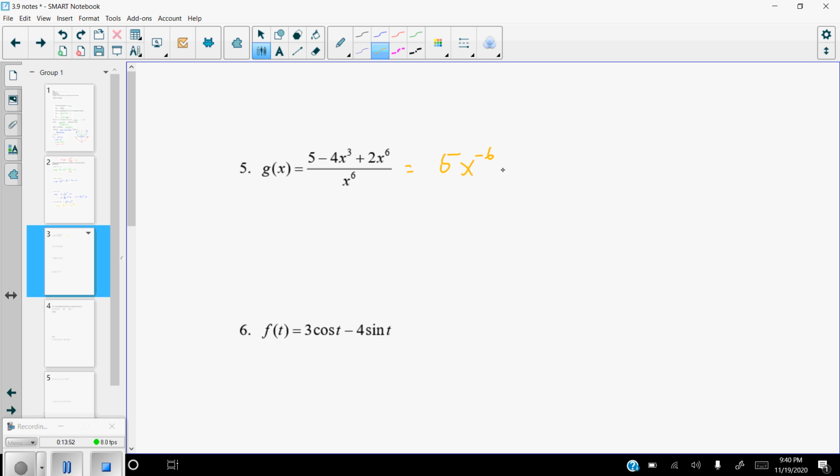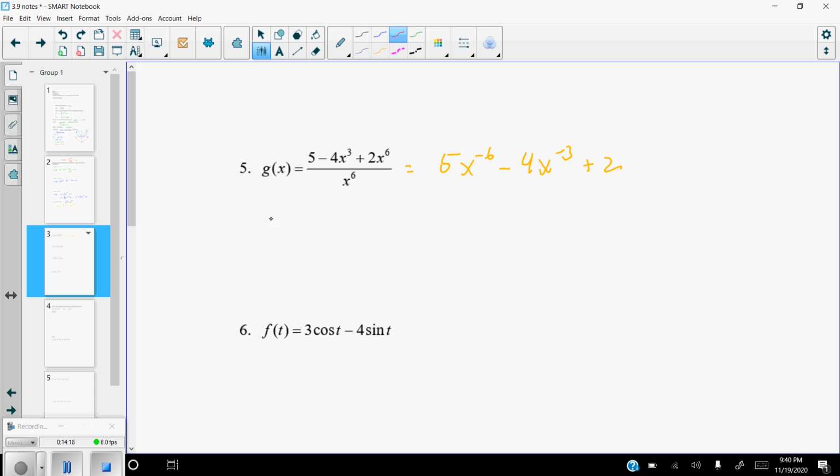Okay, we're going to do the same thing on the next one. So 4x cubed over x to the 6th is going to reduce to 4 over x cubed, so we're going to have 4x to the -3 power. And then the last one's probably the easiest because it's 2x to the 6th over x to the 6th. The x to the 6th will completely cancel out and you'll just get 2. Okay, that's just rewriting it to make it easier to take the antiderivative.